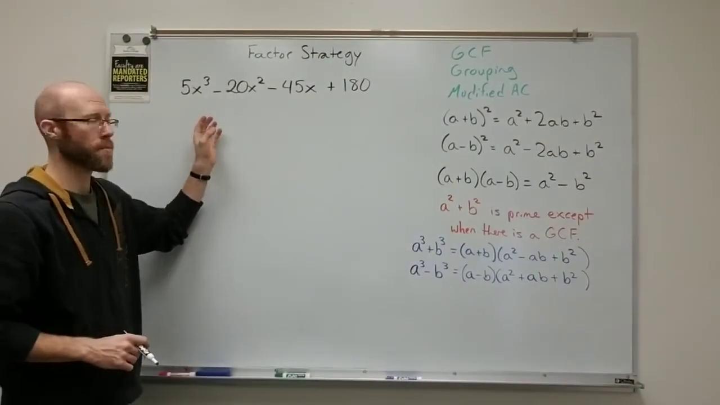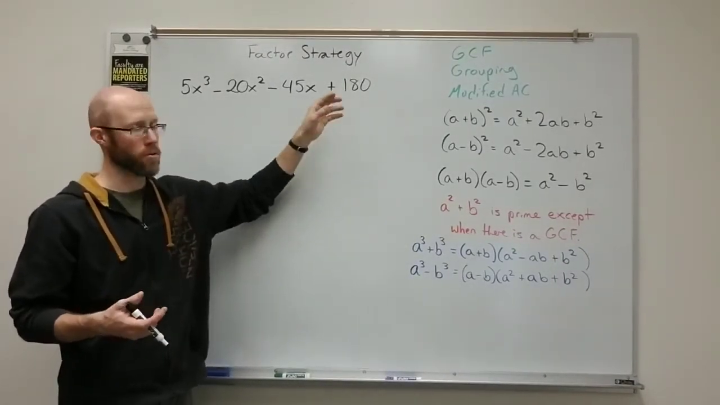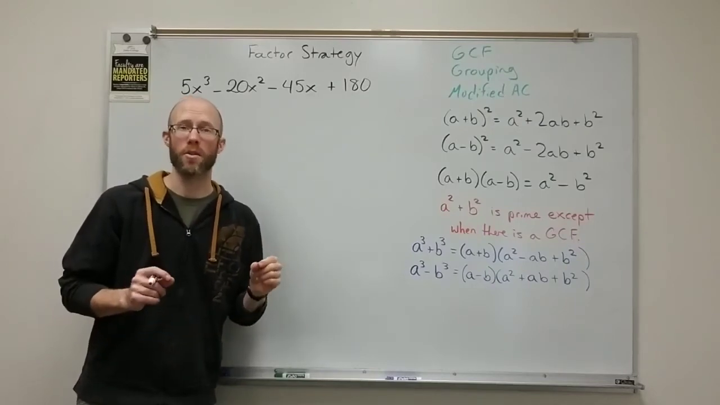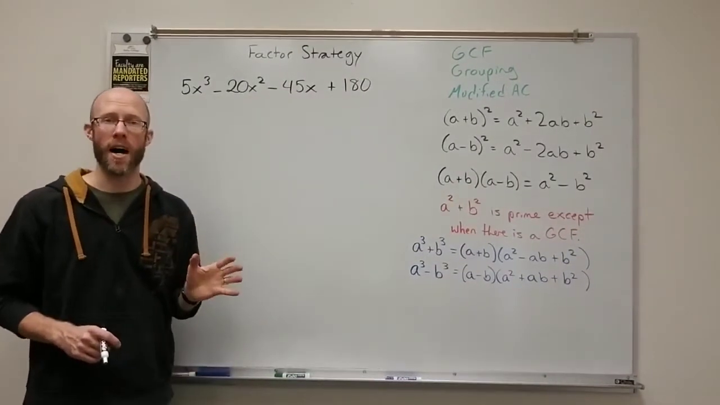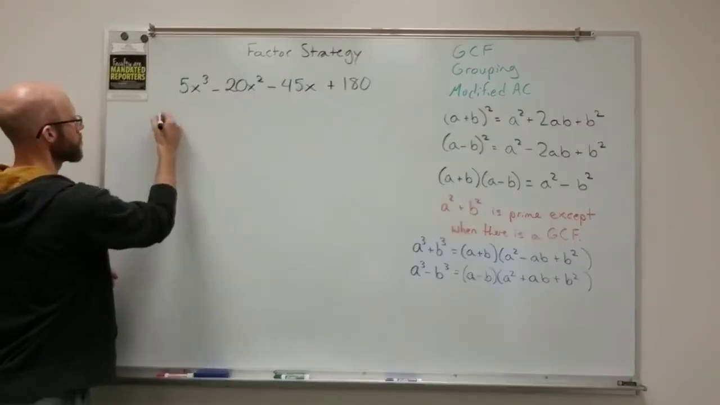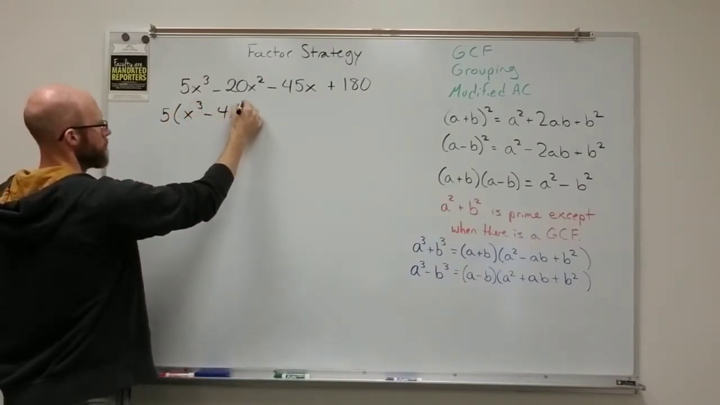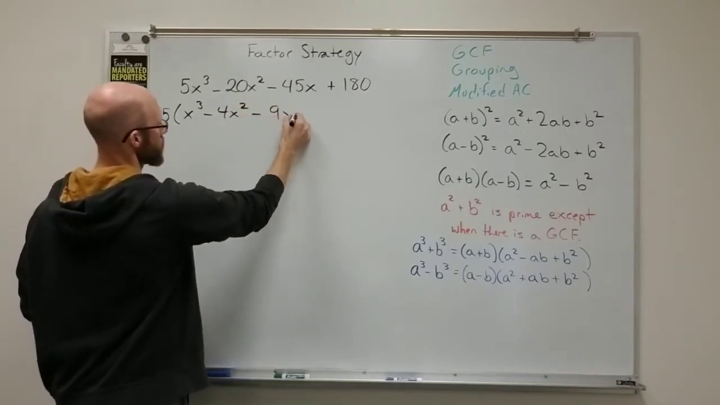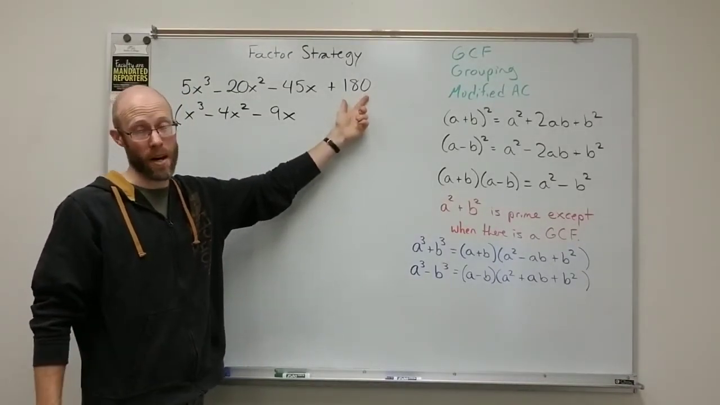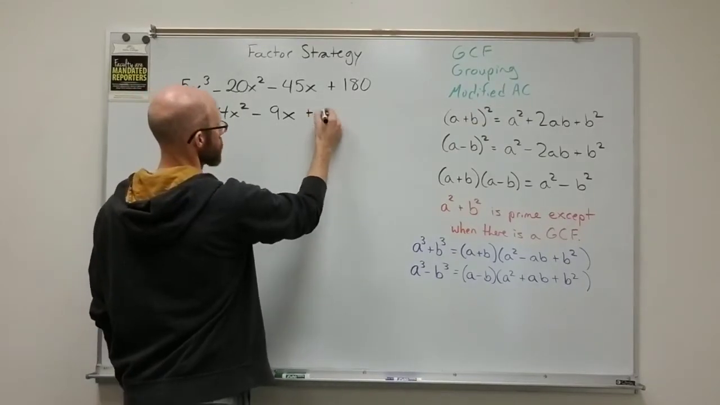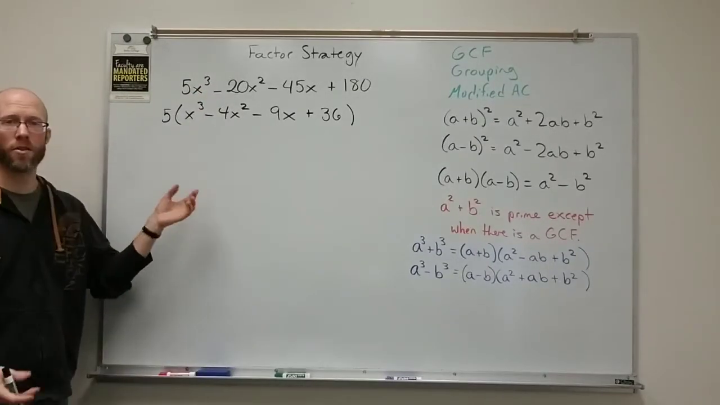All right, so here's our first example. I've got 4 terms, so I already know right away I'm not going to be looking at the binomial or trinomial options, but I do need to look at the GCF. So I go first to the GCF. This does have a greatest common factor of 5 on every term. So I'm going to pull out the 5 first. I'm left with x cubed minus 4x squared minus 9x. Now you may have to run this one out on your calculator. 180 divided by 5 should be 36. So plus 36 is the start of the factored form.